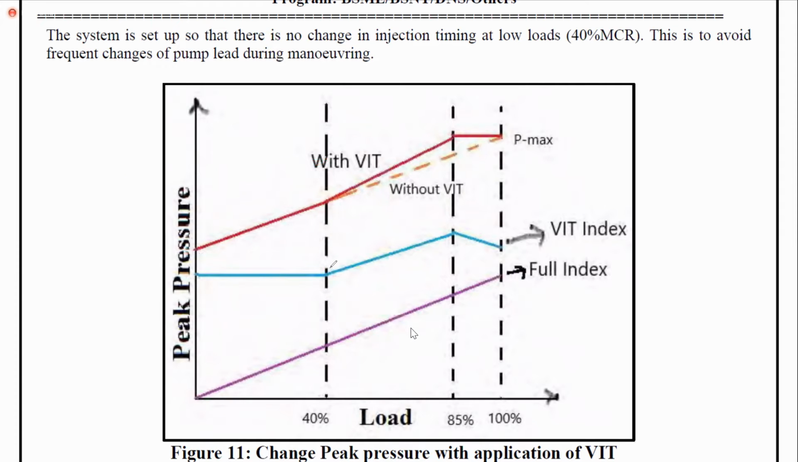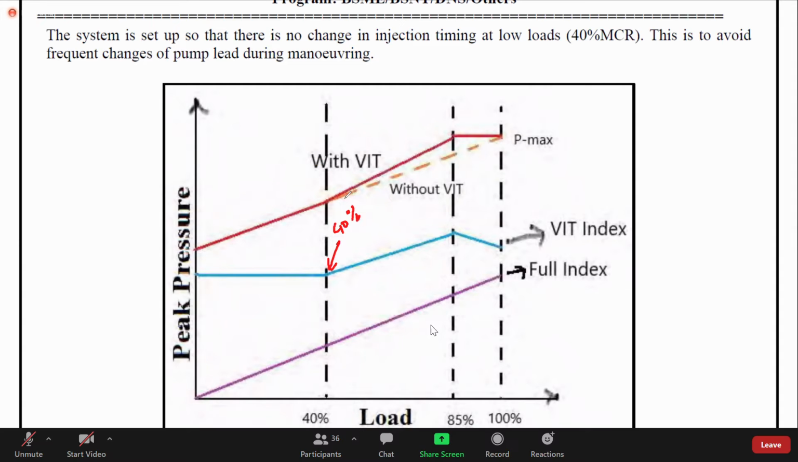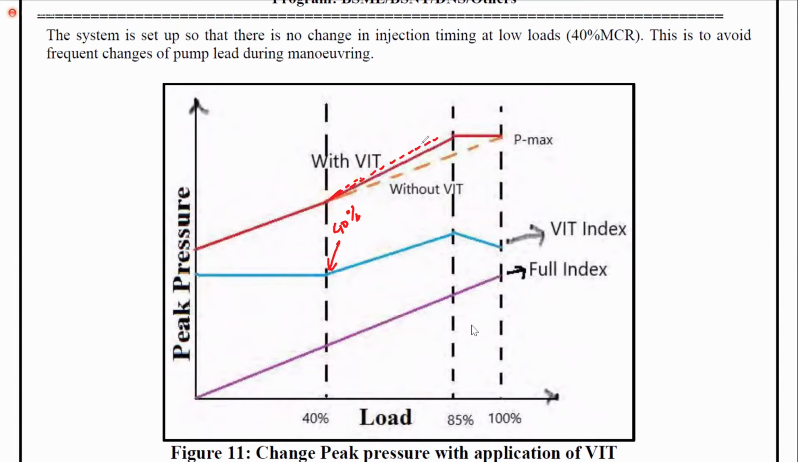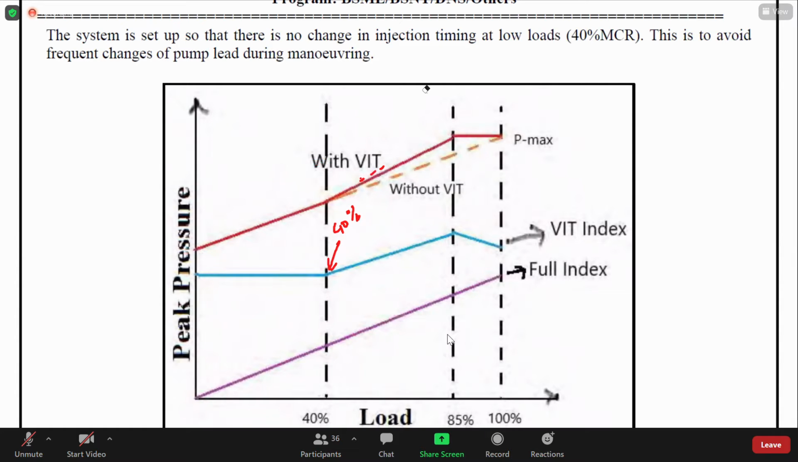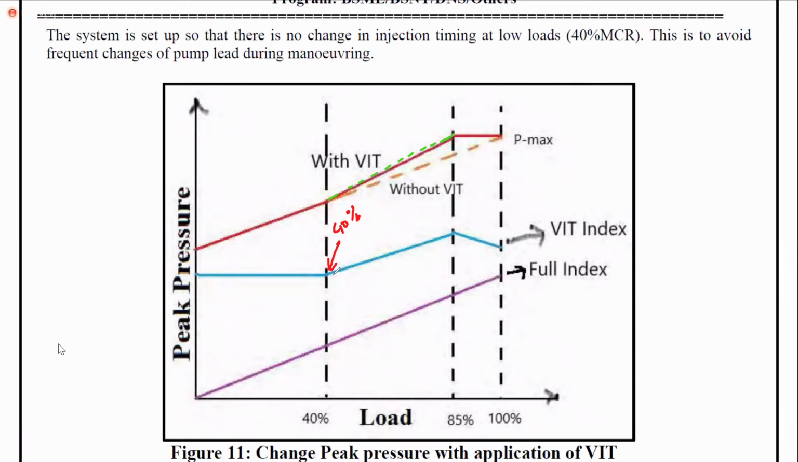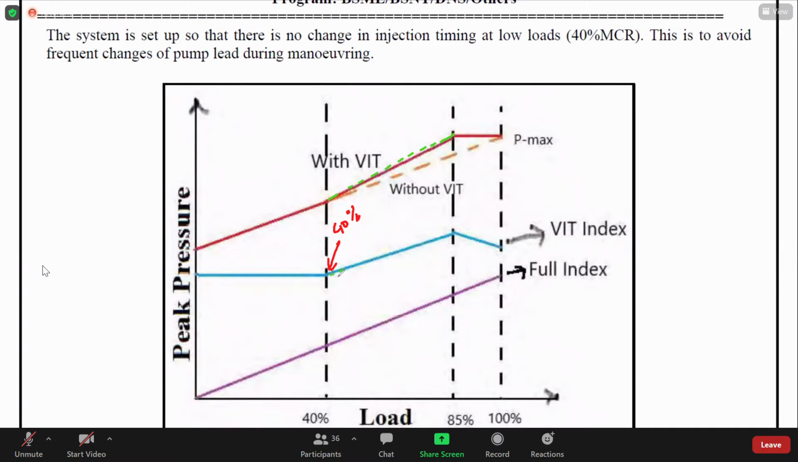Beyond 40% of the load, to increase the peak pressure, what should happen to the VIT? What should happen to the pump barrel to increase the peak pressure? Downward. Move down. Yes, exactly. Very good. So the barrel must move downwards. So the barrel has started moving downwards, and advancing of the fuel injection timing is taking place from here to here.